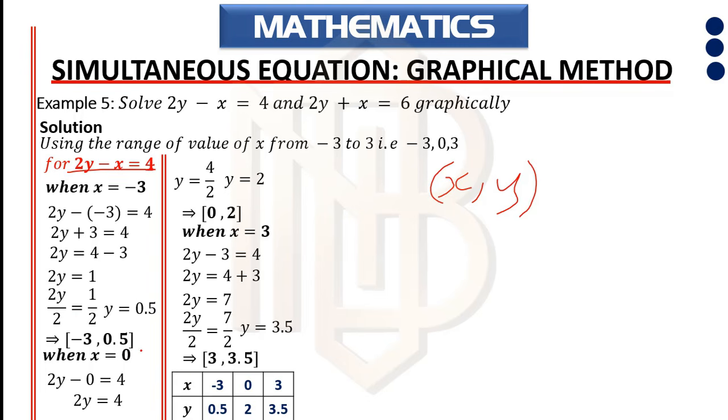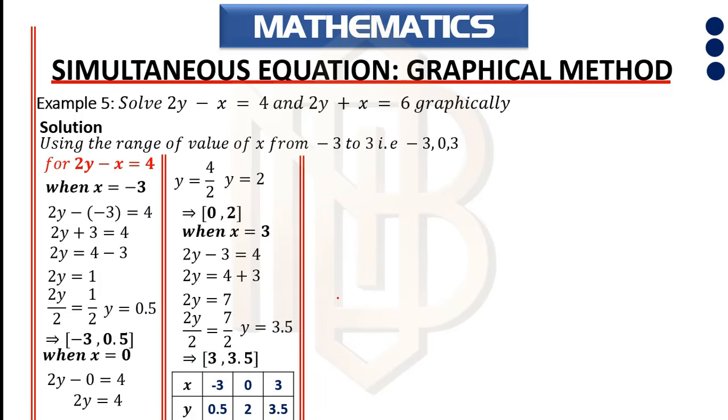So you can see when x is equal to -3, our y is equal to 0.5. When x is equal to 0, which is here, our y equals 2. And when x is equal to 3, our y equals 3.5. So that's what we have just done there.